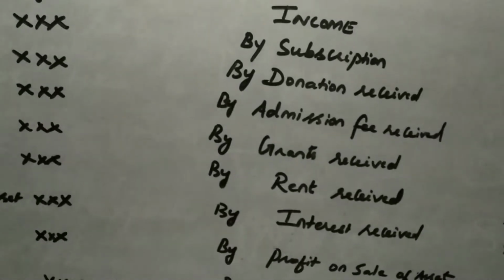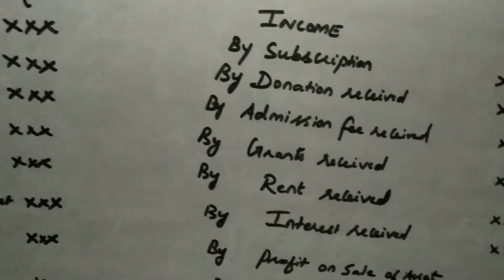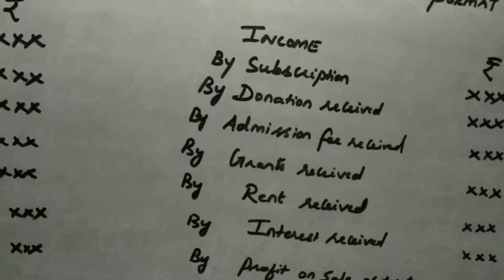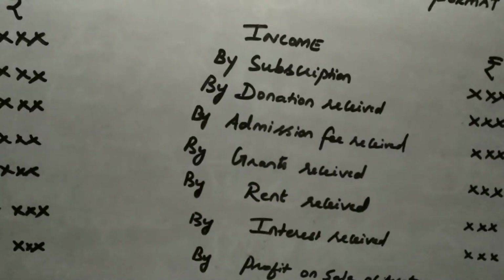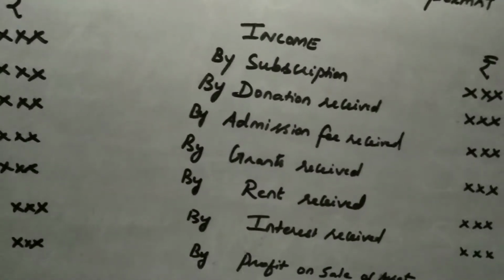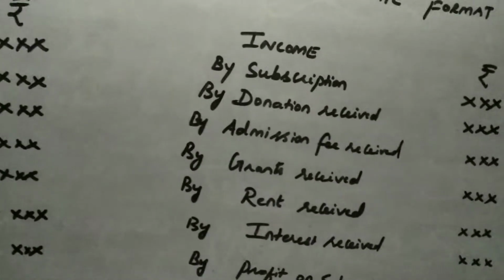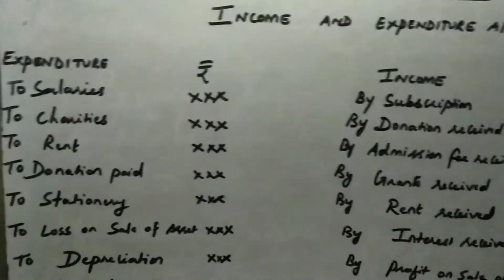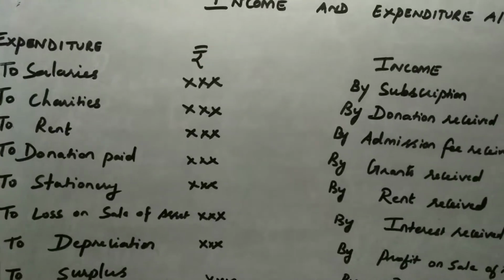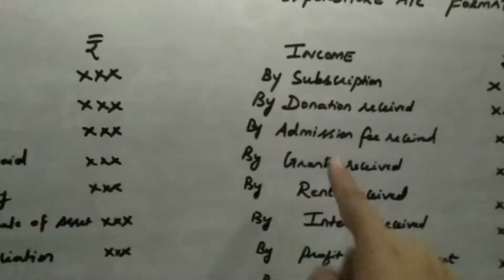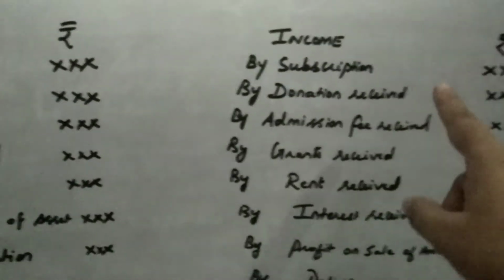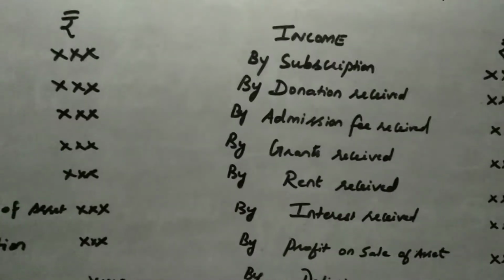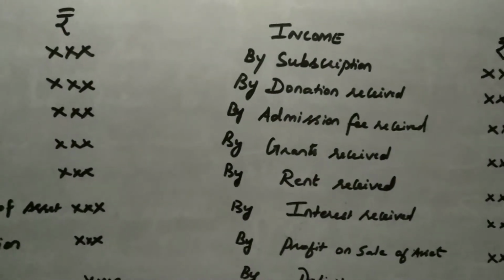So I would like to repeat the same point again, which we have seen in the previous class. Only revenue items will be shown in the income and expenditure account. Capital items will be shown in the balance sheet. I am repeating this point again. In this case, admission fee is treated as a revenue receipt. That's why we are showing it in the income and expenditure account on the income side.